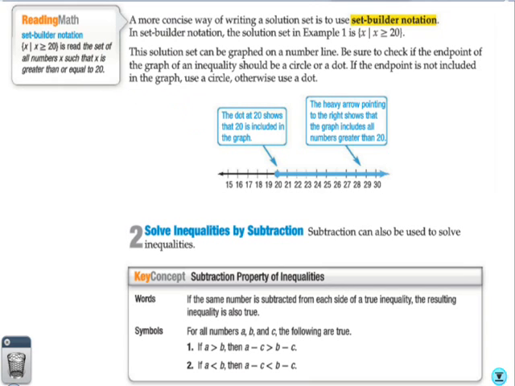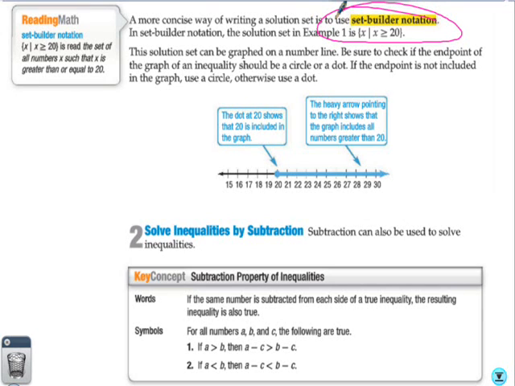We can use a more concise way of writing a solution set and this is new for us. It's called set builder notation. If we went back to that first answer, the answer in set builder notation would look like this. It would be x, and this line right here just means such that. It means as long as. So when we solve that, it would be x such that x is greater than or equal to 20. And so we're going to work on set builder notation.